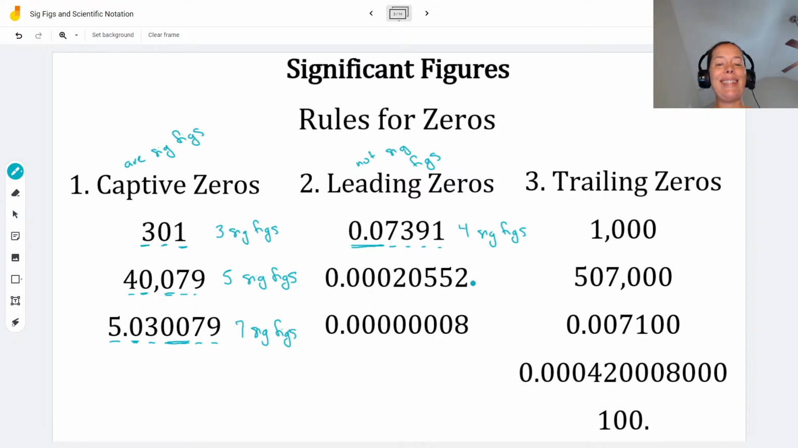Okay, on to my second example. So again, I have quite a few leading zeros, but they are not significant because they are leading. They are to the left of my first non-zero digit. However, I've got another 0 right here. Is that significant? Yes, because that is a captive 0. So for counting up my sig figs for this example, I have 1, 2, 3, 4, 5 sig figs. So often you find in numbers you'll have multiple types of zeros. So this is why you need to be able to identify what kind of 0 it is, and then is that kind of 0 significant or not.